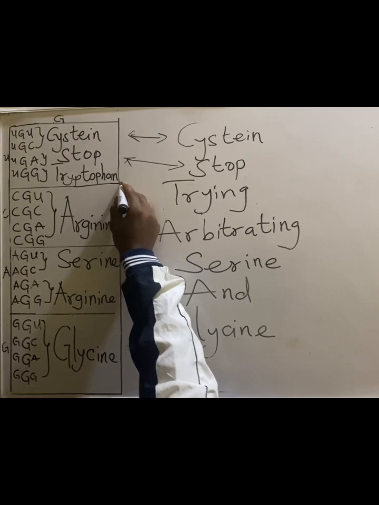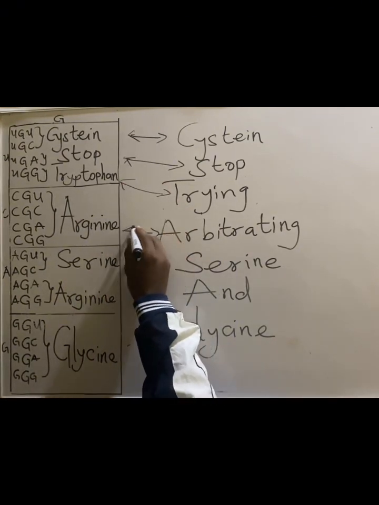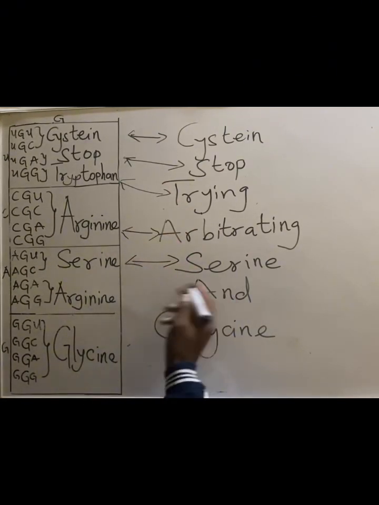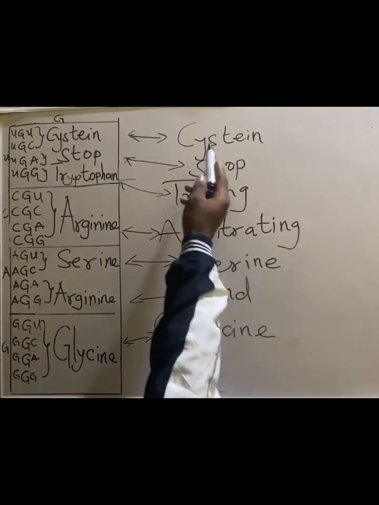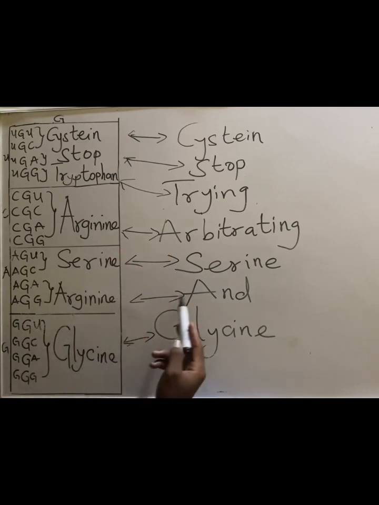You have the cysteine for cysteine, stop for stop, trying is for tryptophan, arbitrating is for arginine, serine is for serine, and is for arginine. Glycine is for glycine. Cysteine, stop, trying, arbitrating, serine, and glycine.